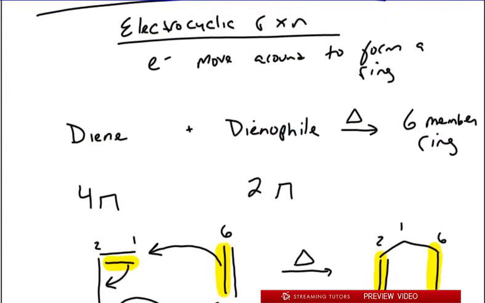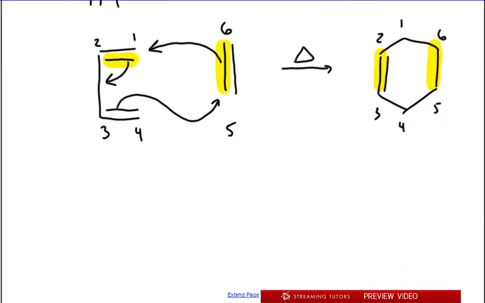Now, we have a diene and a dienophile. That's the idea. And you need the heat because this won't happen without it. You need to have temperature to make this electrocyclic flow. All right, now here's another example. So this is example 1.